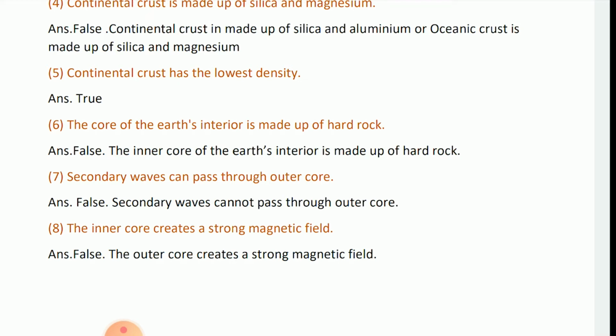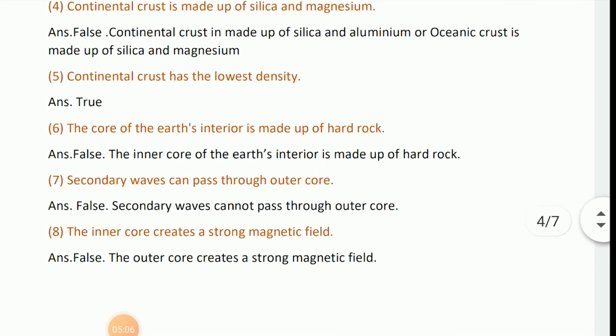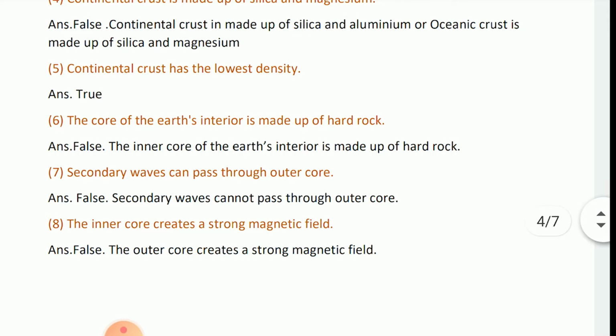Secondary waves can pass through the outer core. False. The secondary waves cannot pass through the outer core. The inner core creates a strong magnetic field. False. The outer core creates a strong magnetic field.